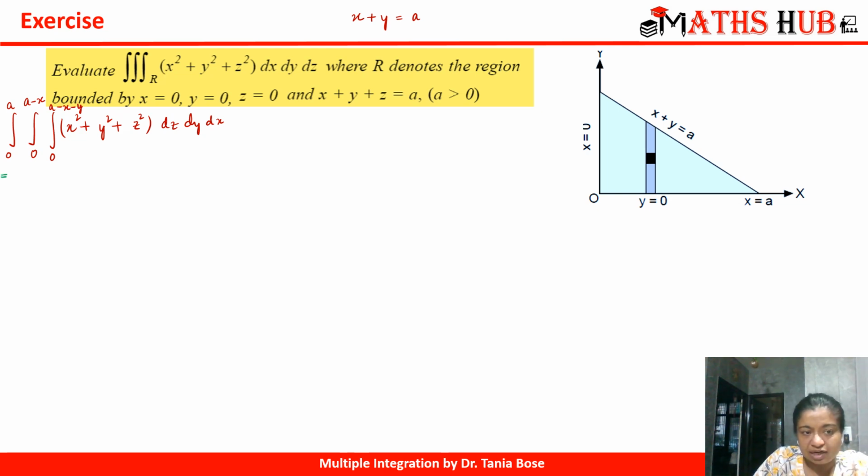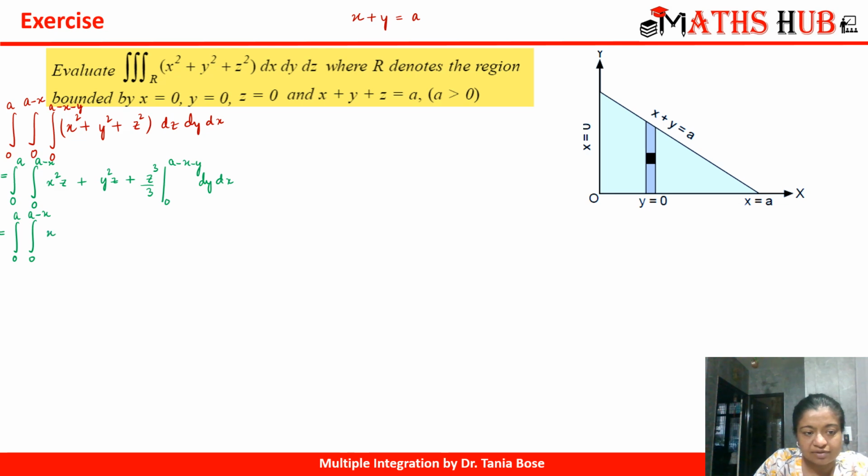We do the first innermost integral. So the innermost integral is 0 to a, same, 0 to a minus x also same. X square integration is x square z. Then we have y square integration is y square z and z square integration is z cube by 3. Limits from 0 to a minus x minus y dy dx. So let us put up the values of the integral limits. 0 to a, 0 to a minus x.